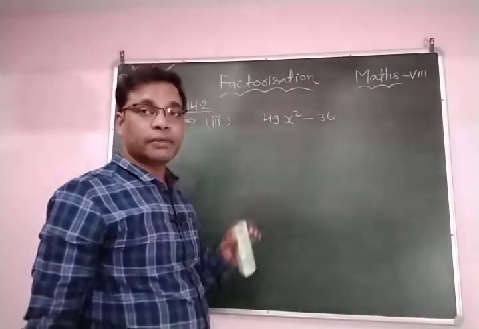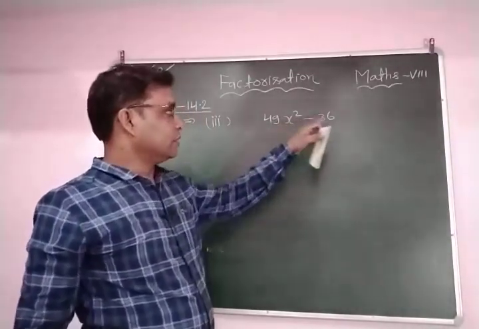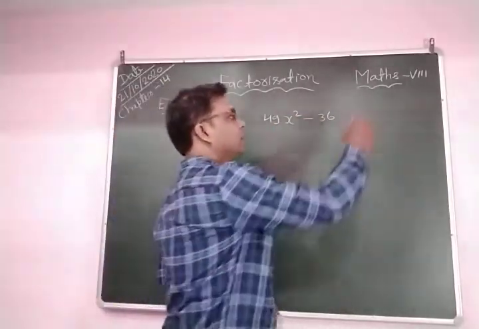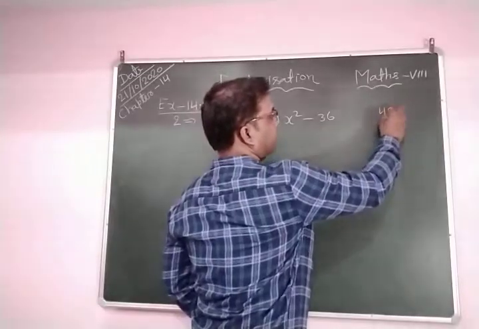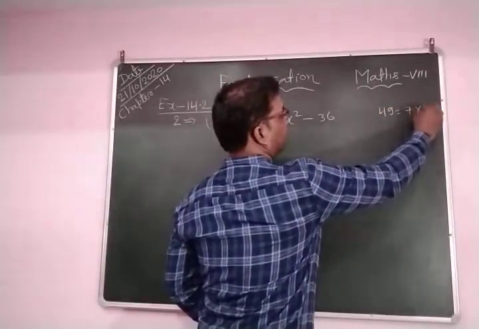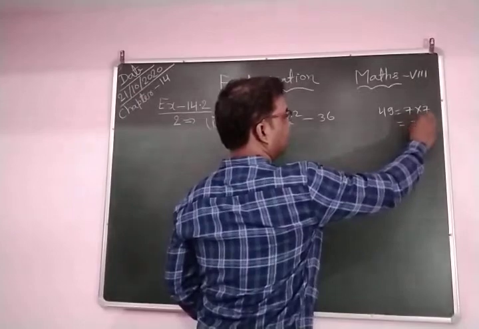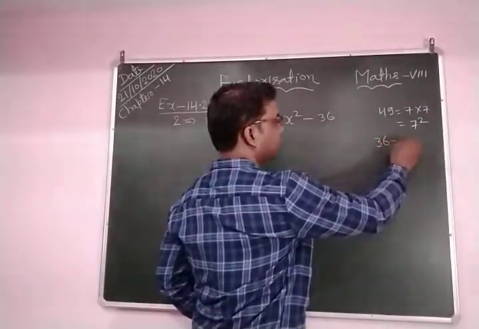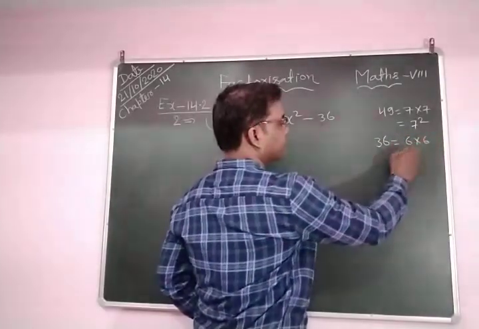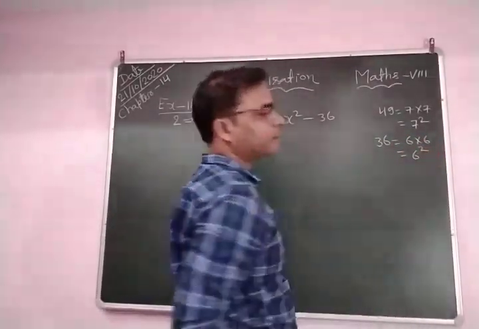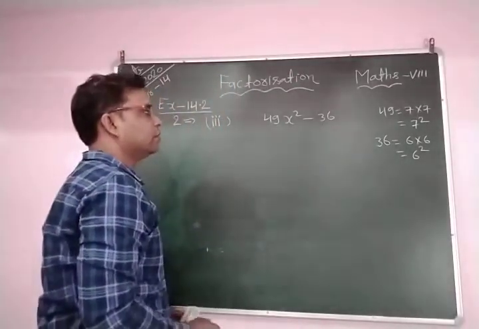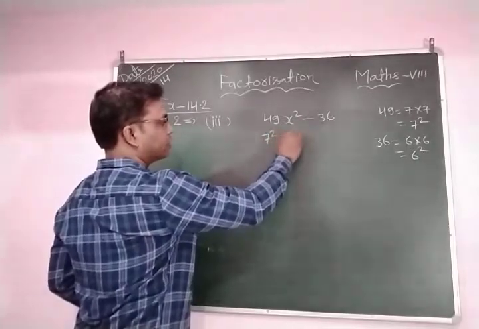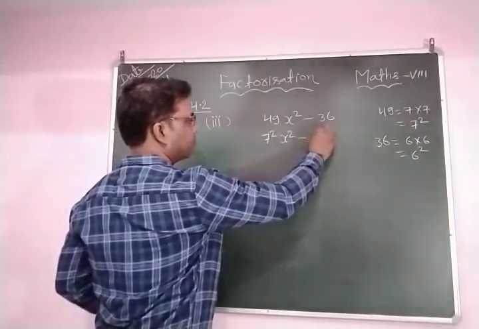So how can we find the factors? This is x square, this is 36, nothing common between them. So 49 is equal to 7 into 7, and this becomes the square of 7. Clear? 36 is equal to 6 into 6, this becomes the square of 6. Clear now? So you can write here the square of 7x minus the square of 6.